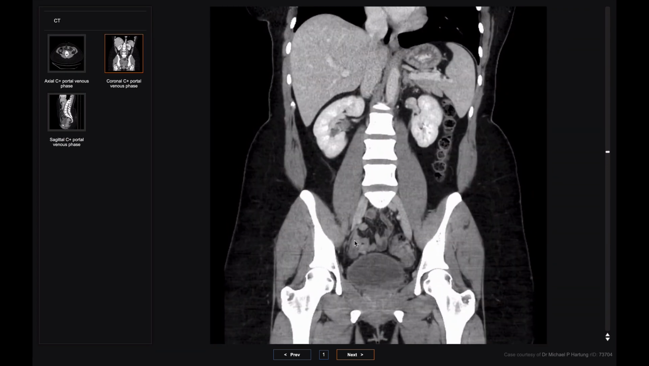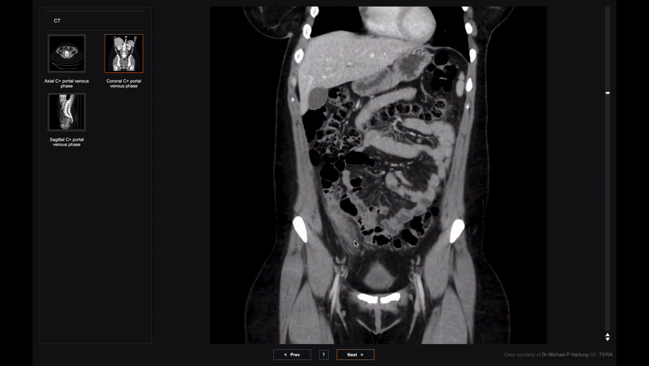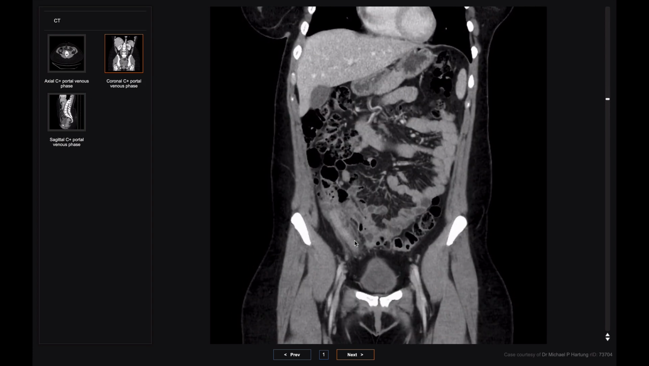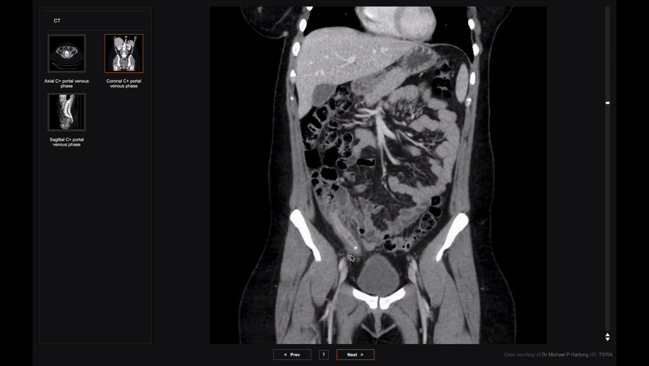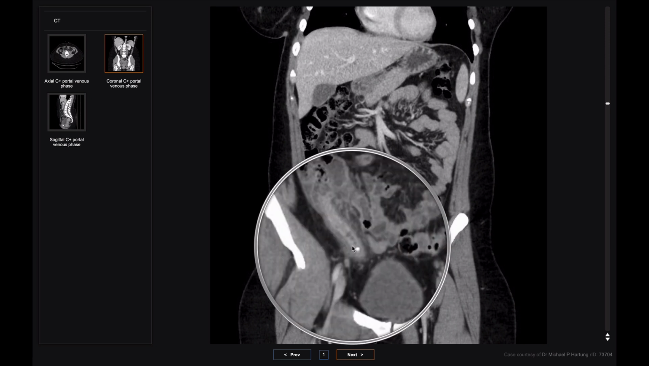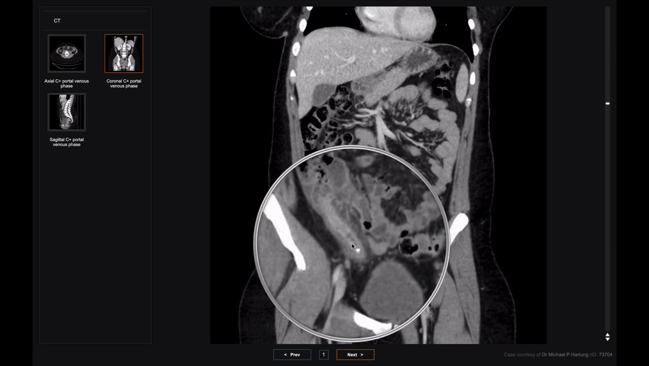The coronal view here again shows that really abnormal appendix, which is much easier for us to see because of the contrast. We can see that the appendix is thick-walled and that the density of the wall is greater than we'd normally expect. And that's something that radiologists get their eye in for quite early in their training, to look at the density and see whether or not it's greater than they'd expect.